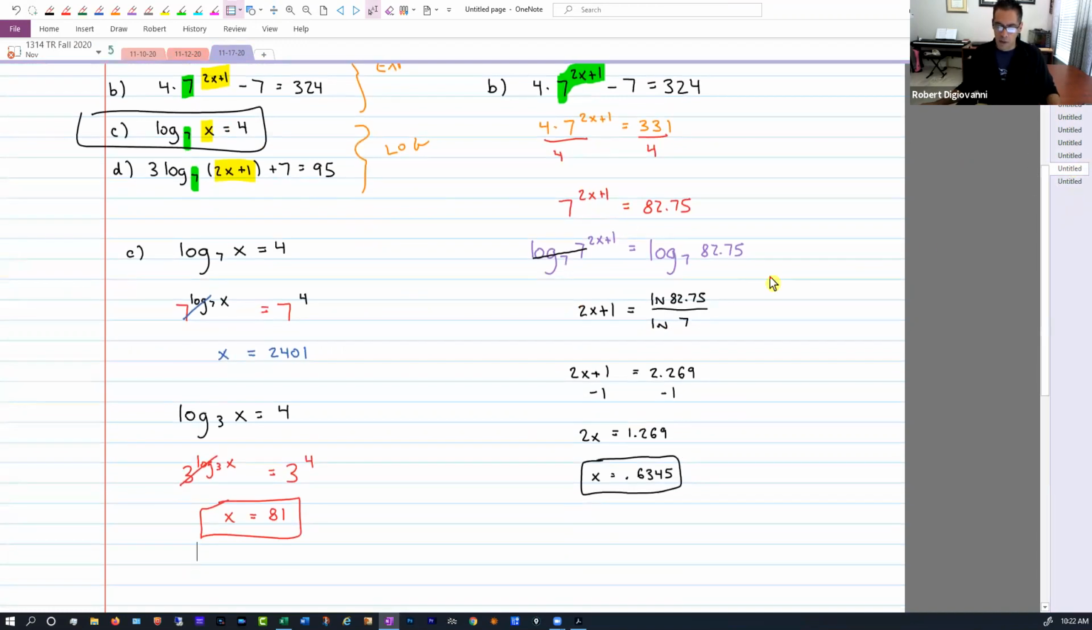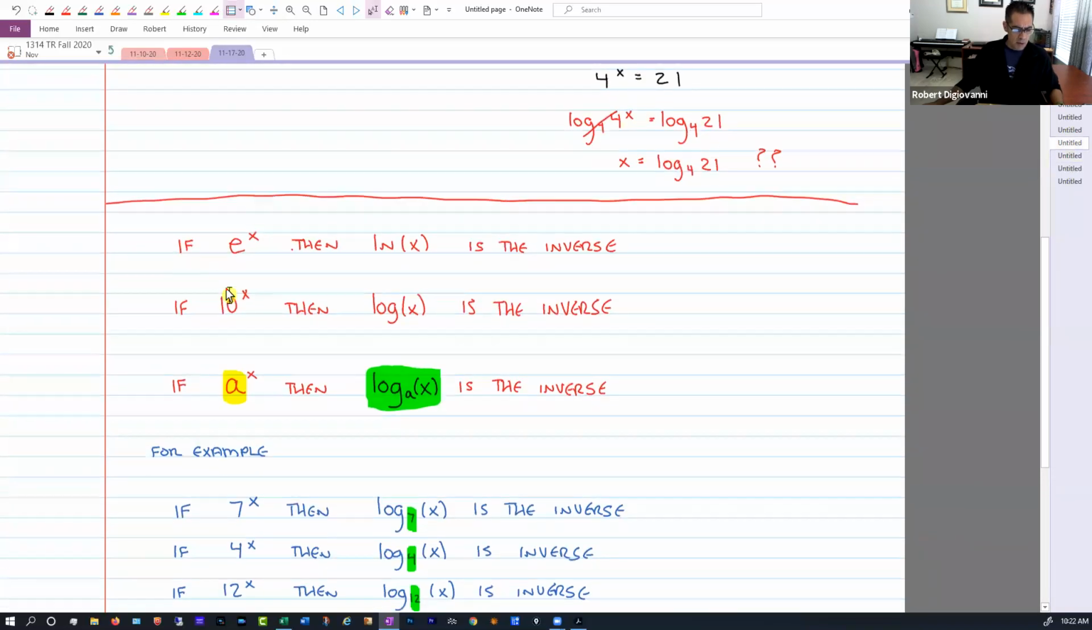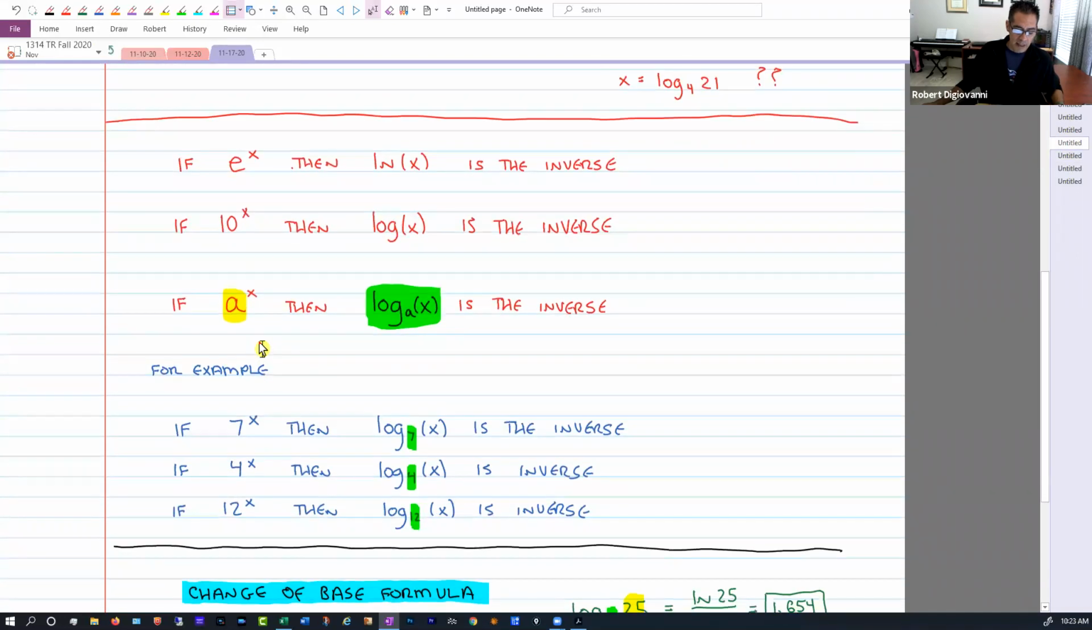So if you have an e in the equation, e to the x somewhere in there, you're going to be using the natural log on your calculator. If you have 10 to the x, then you're just going to be using the regular log key. And if you have a to the x, then the inverse is this, and you're going to be using the change of base formula: log base a of x equals natural log x over natural log a. That'll be something you have to do somewhere within the problem. Does that help or no? Yes. Okay, thank you.